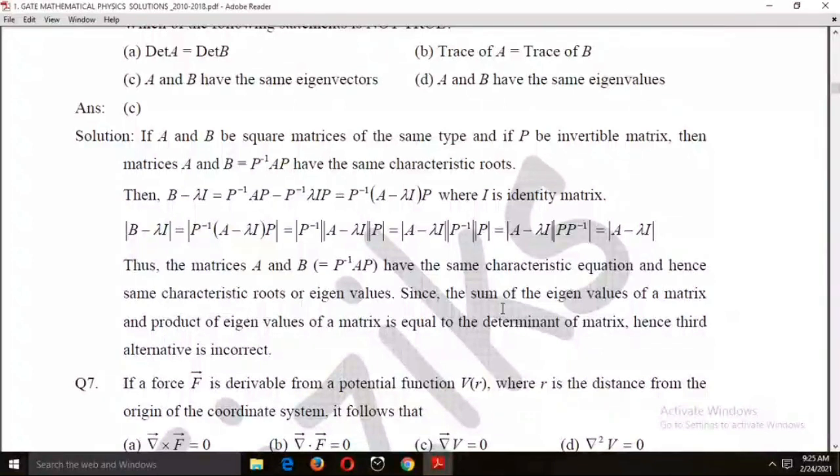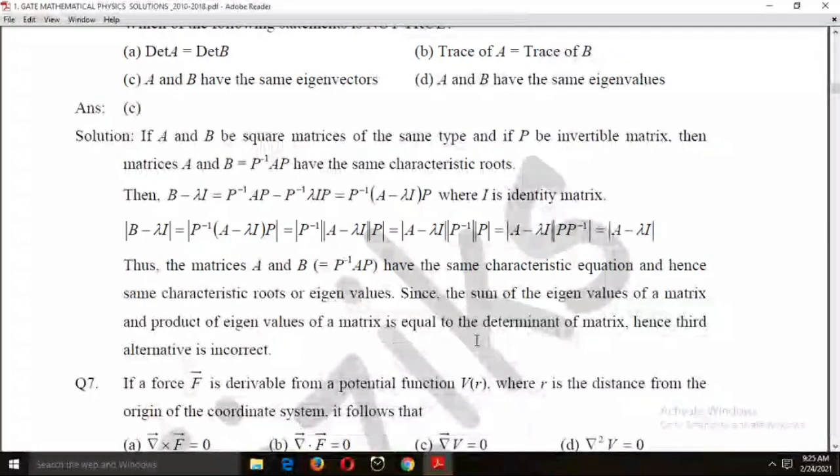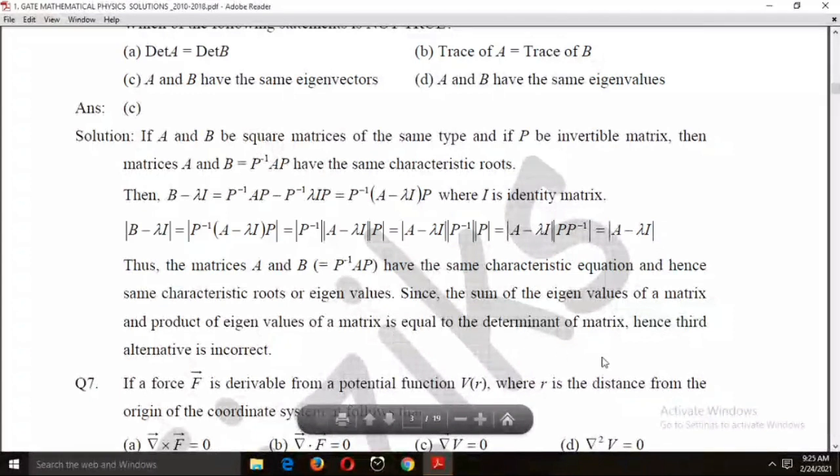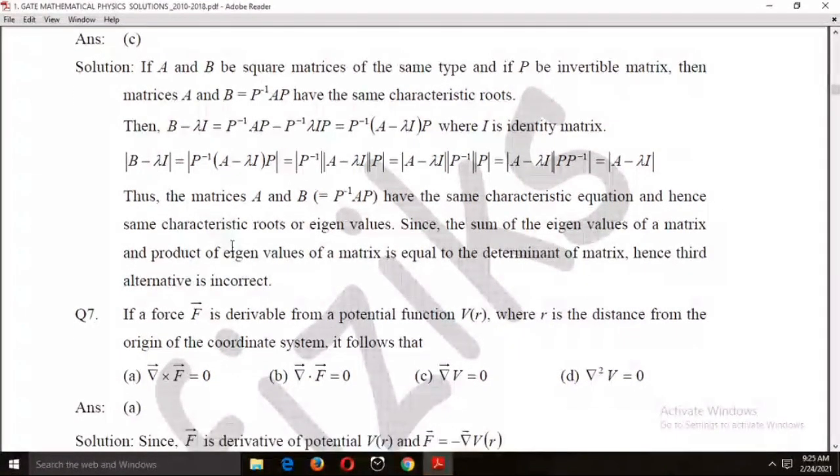Since the trace is the sum of eigenvalues and the product of eigenvalues is the determinant of the matrix, the other alternatives are correct. The third alternative, A and B have the same eigenvectors, is incorrect. Remaining all three will be correct. So our option will be C.